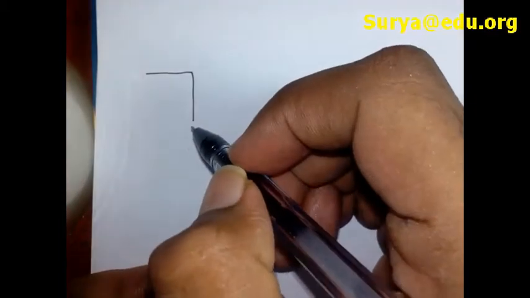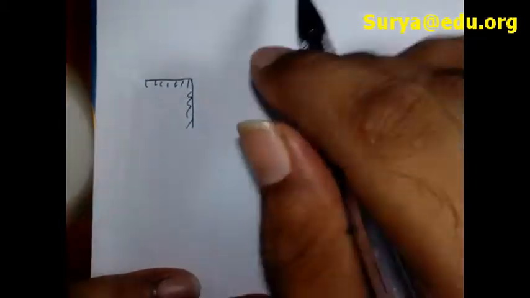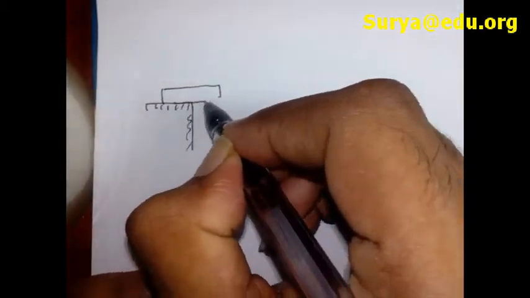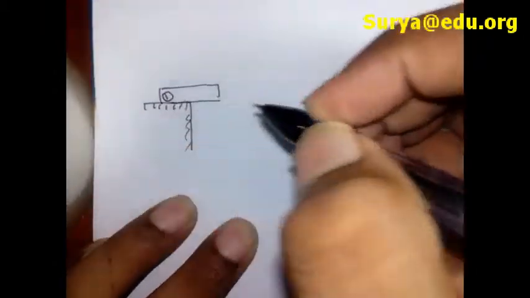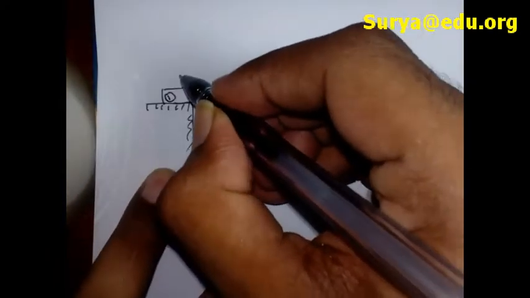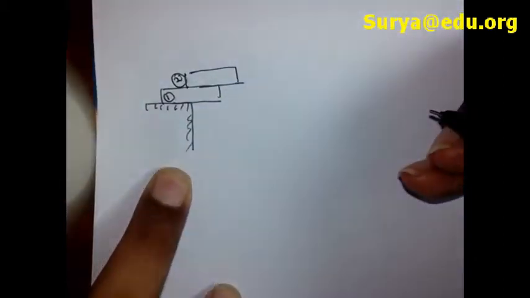Hi guys, so in today's video I'll be discussing this table and block problem. Here we have a table, right? On top of this table we have kept a block. Let's call this block number 1, and on top of this block we have kept another block, which is block number 2, right?